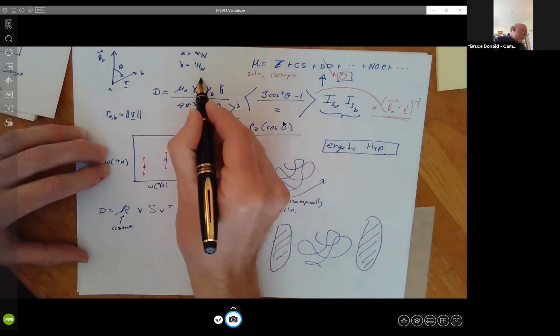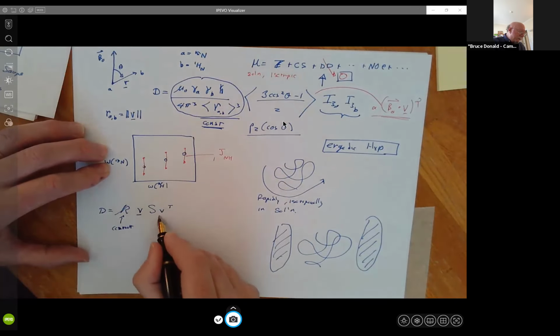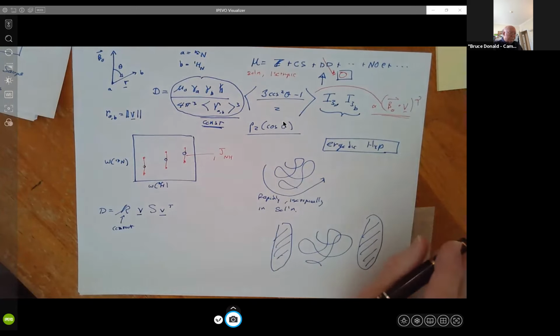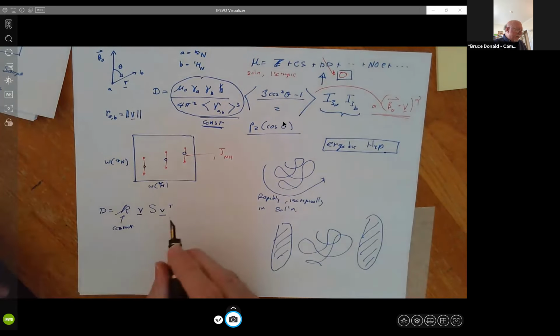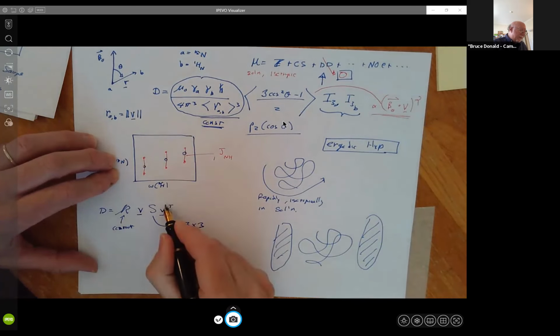That's the constant that incorporates all of this stuff here. This is our bond vector. And then we have this weird matrix here. So let me tell you some things about this matrix. First of all, this is a 3x3 matrix, and it has real values.